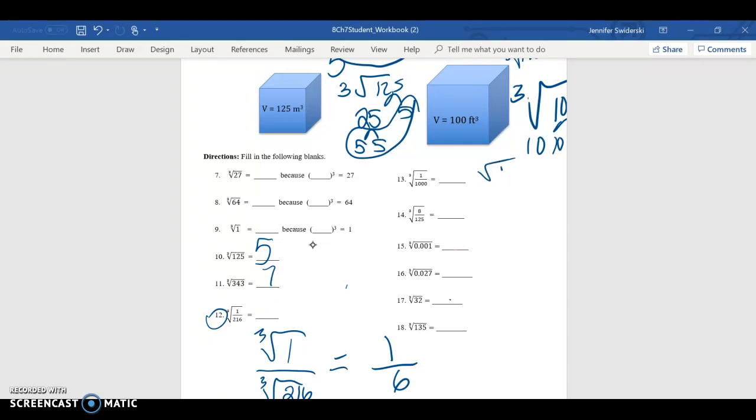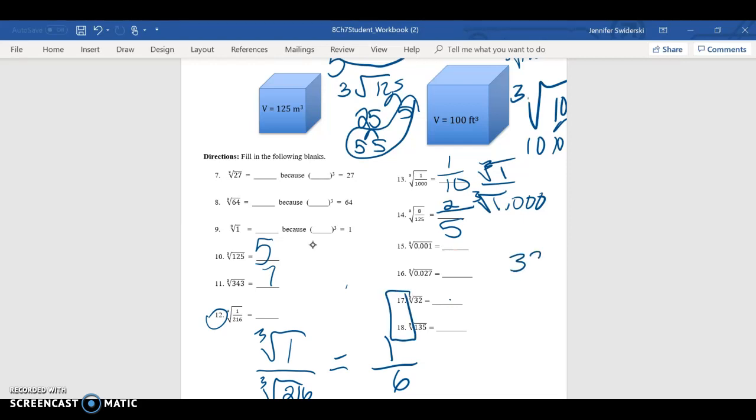Okay, so if I have cubed root 1 over cubed root 1000, cube root 1 is 1. Cube root of 1,000 is 10. Down here, the cubed root of 8 is 2. Cubed root of 125 is 5. And let's take a look down here at 17 and 18.